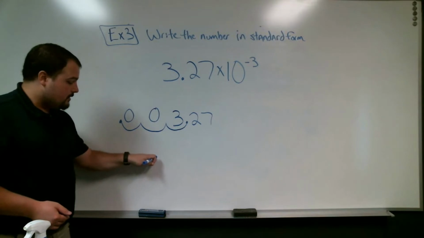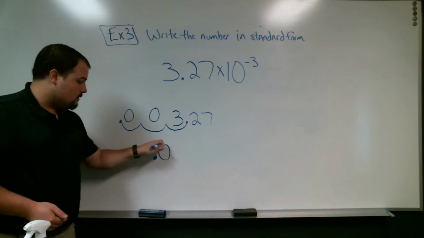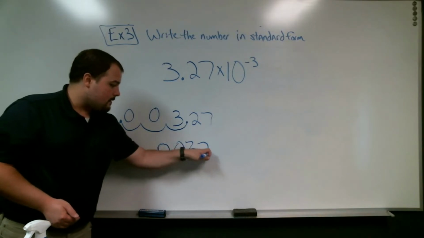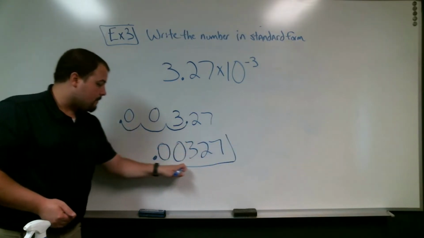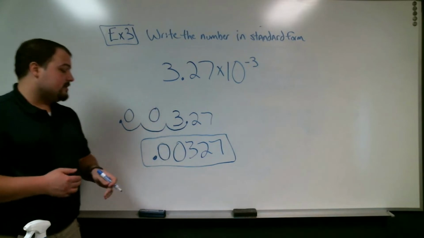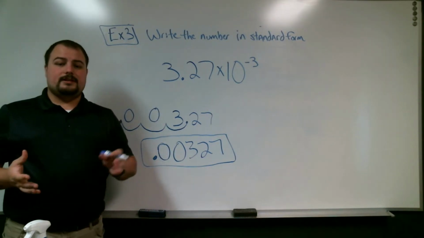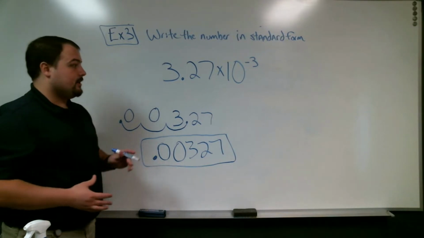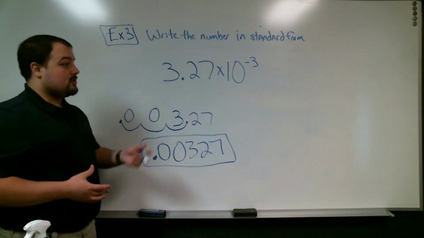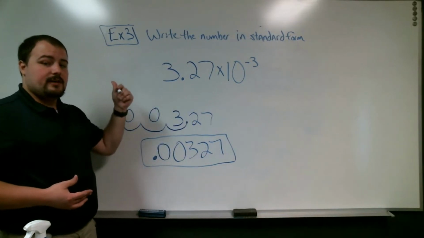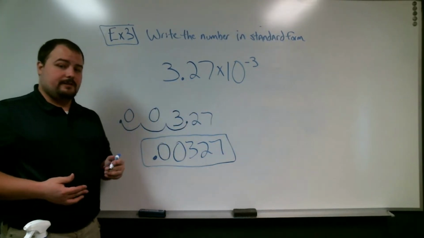So the number written in standard form is 0.00327. So writing a number in standard form is a lot easier to do whenever you just know which way you're moving your decimal. A negative moves it to the left, and a positive moves it to the right.